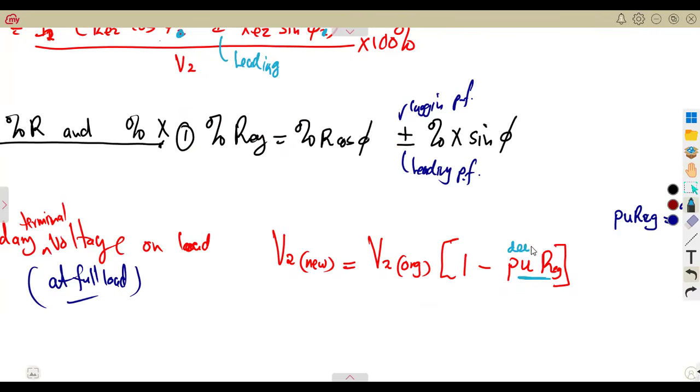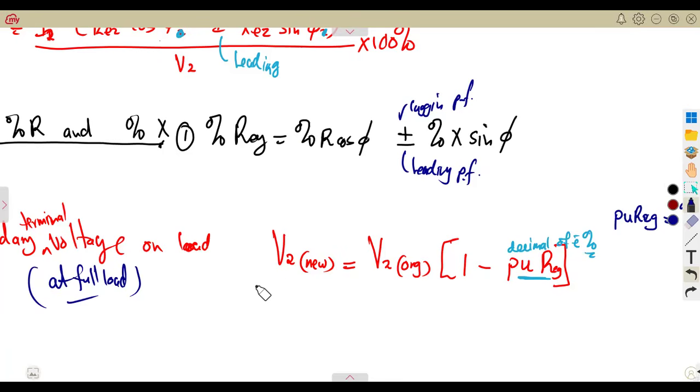That's a decimal of a percentage. Whenever I talk about the decimal of a percentage, that is when you divide it by 100. So you must be careful. Due to the calculations, your per unit regulation, from that percentage regulation, can be positive or negative. So do not worry there. Just use the values as they are. A positive, use it as it is. A negative, use it as it is.